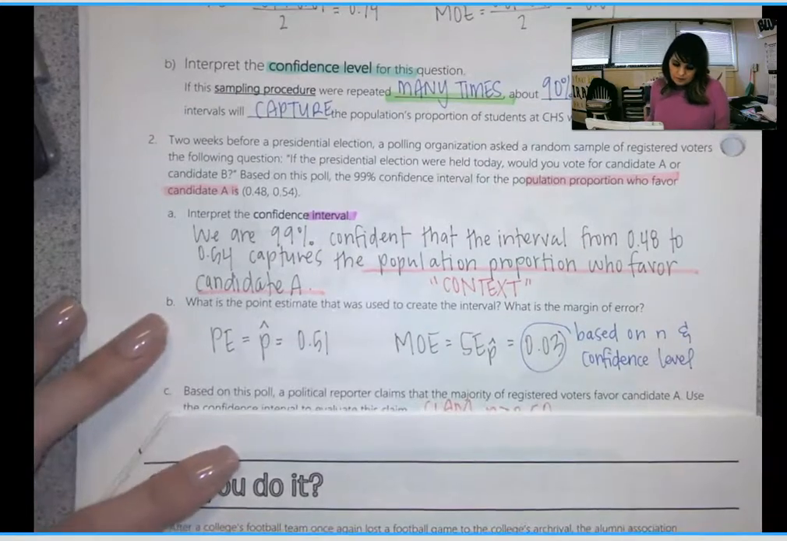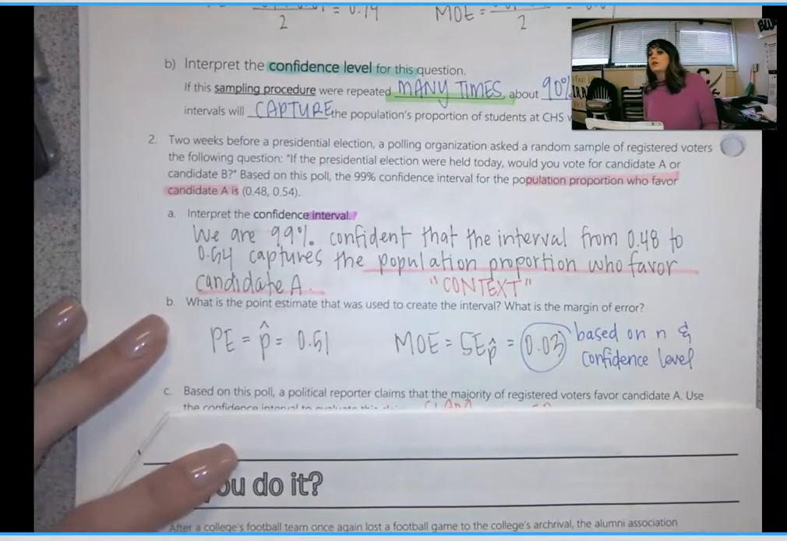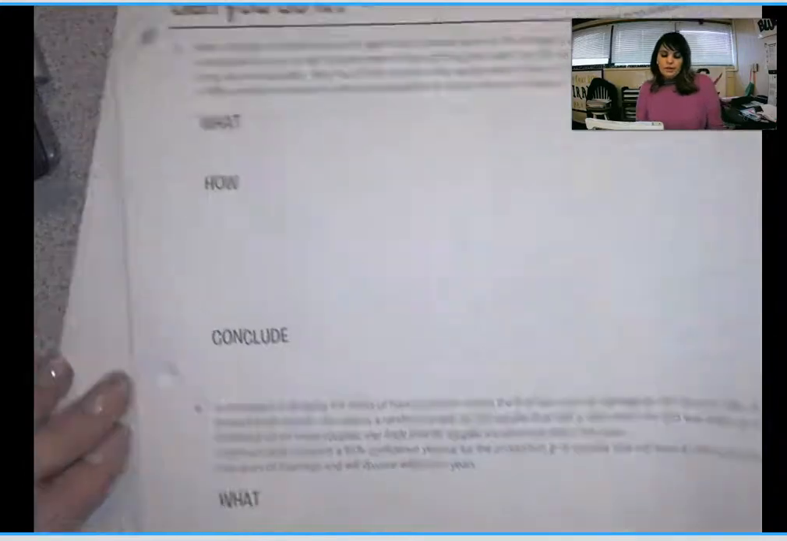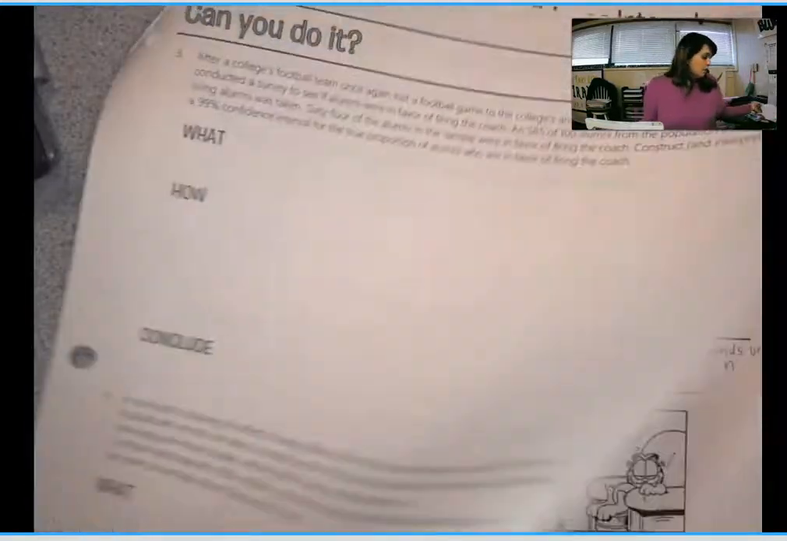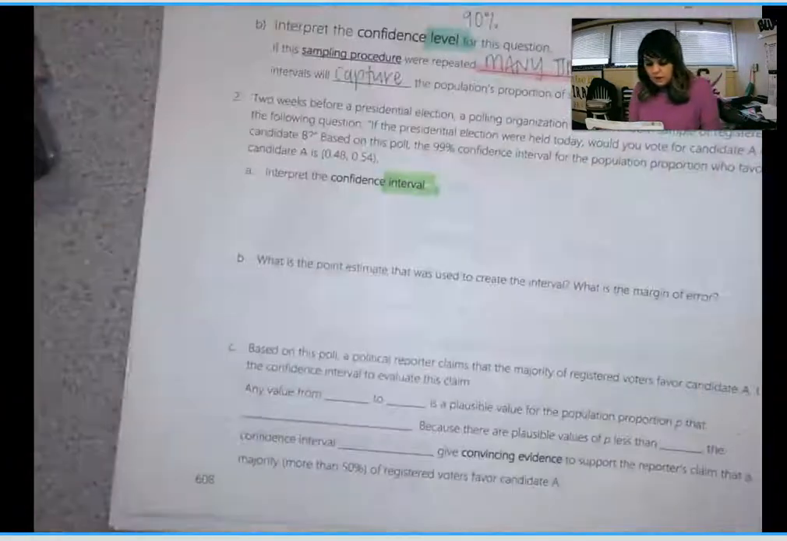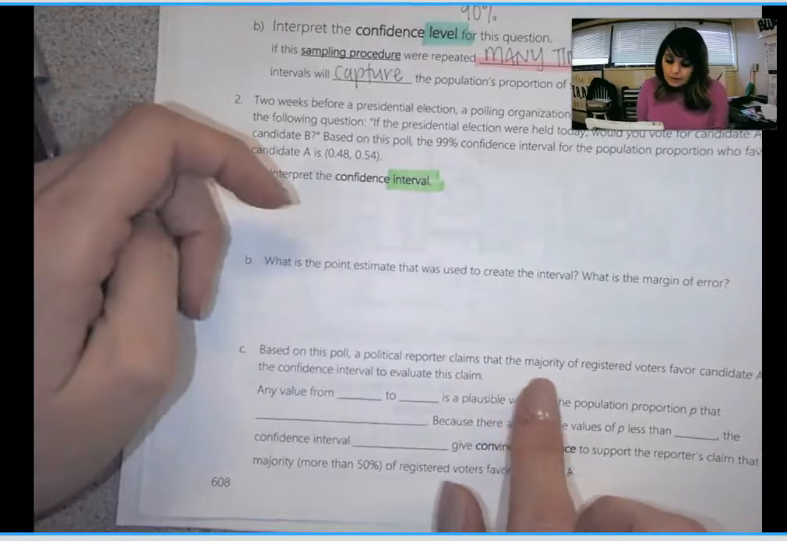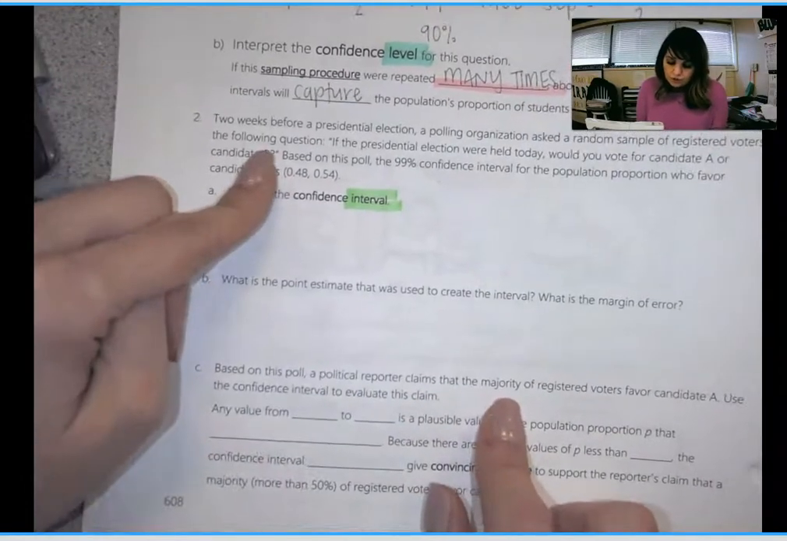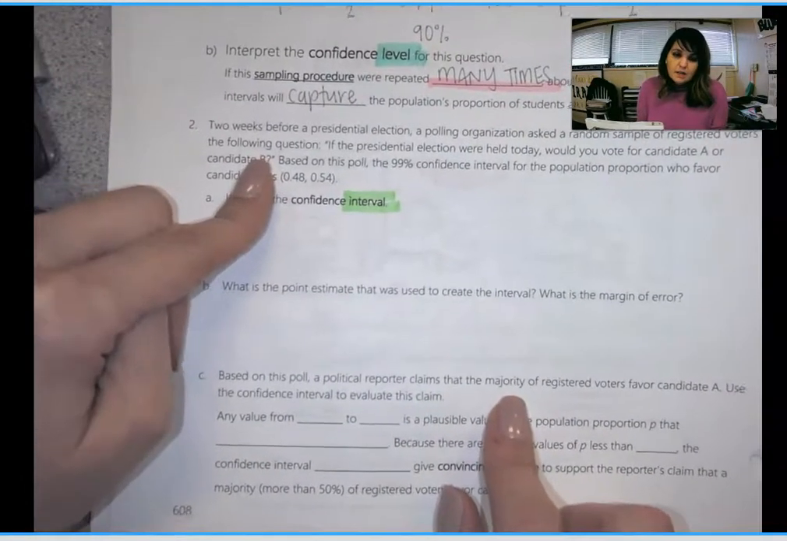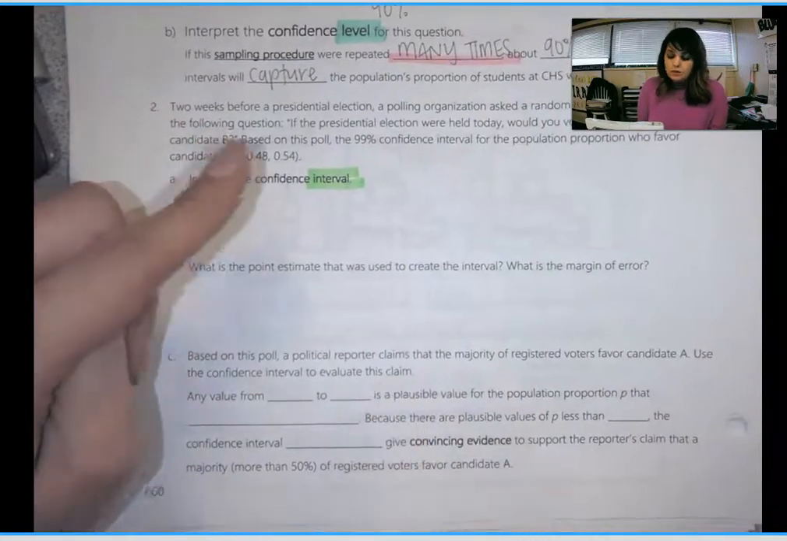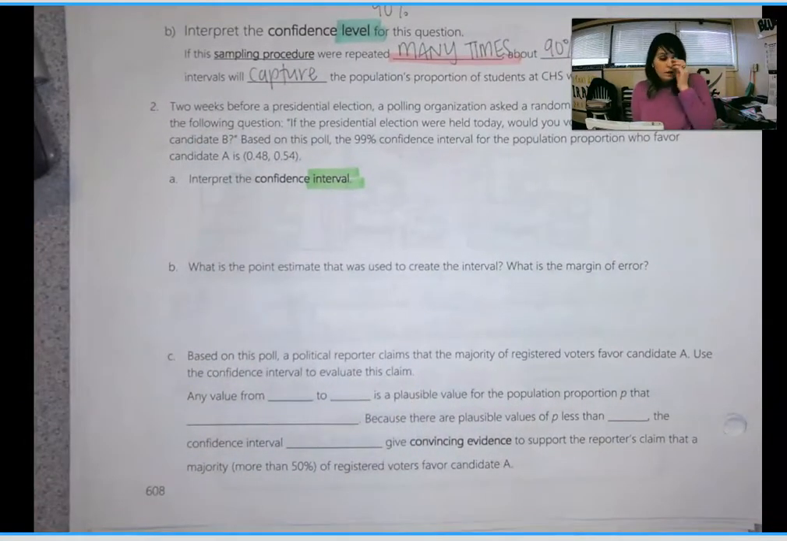Okay, what's up next? Oh boy. Okay, fam. We're going to do the next one together. So, based on this poll, a political reporter claims that the majority of registered voters favor candidate A. Use the confidence interval to evaluate this claim.